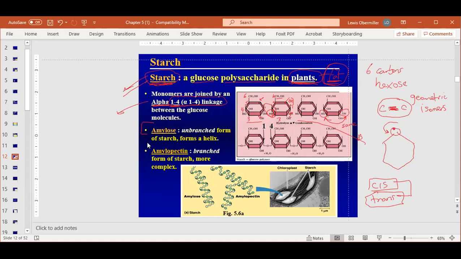Now, there's two different kinds of starch. One is called amylose. Remember that OSE tells you it's a sugar. This is unbranched. So this is amylose right here. It's just a linear chain. It takes on this sort of helical structure because of the constraints of the bonds, just the way it's built.